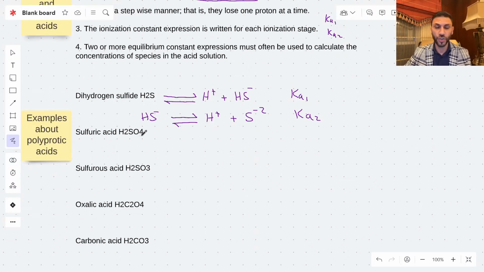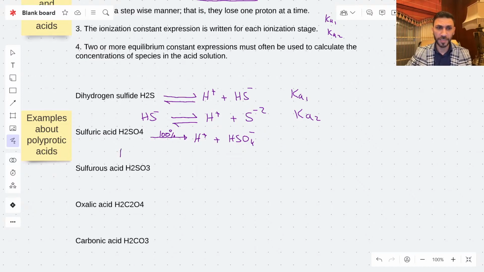H2SO4 is a very strong acid, so the first step is not a reversible reaction. It ionizes 100% to give you H+ plus HSO4-, and we don't have a Ka because this is a complete dissociation for the sulfuric acid. Recall, guys, if you haven't watched the first video about the acids and bases, I recommend you go and watch it before we continue.